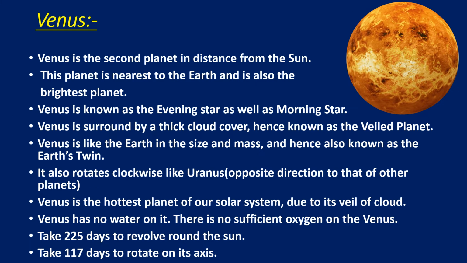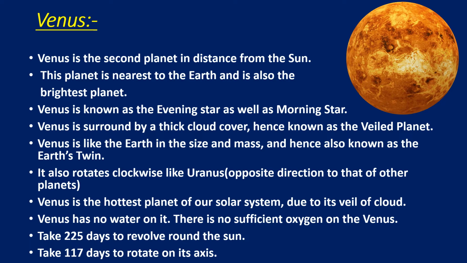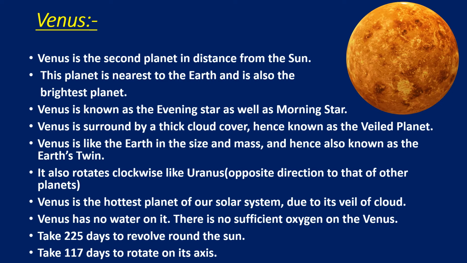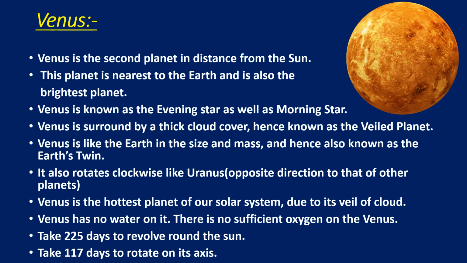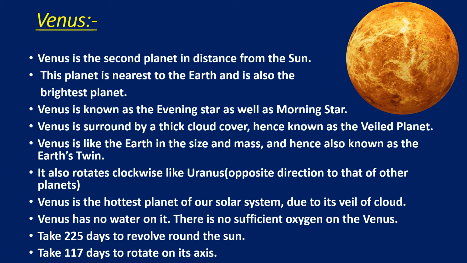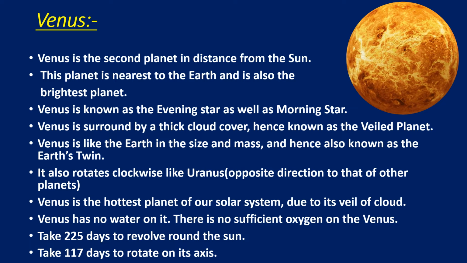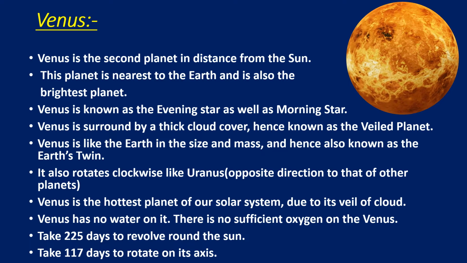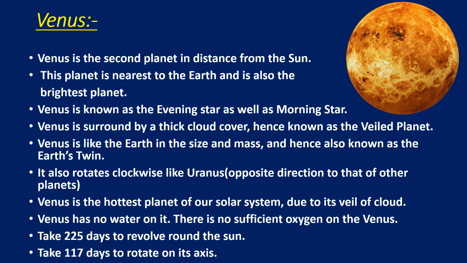Venus. Venus is the second planet in distance from the Sun. This planet is nearest to the Earth and it is also the brightest planet. Venus is known as the evening star as well as the morning star. Venus is surrounded by a thick cloud cover, hence known as the violet planet. Venus is like Earth in size and mass, and hence is also known as Earth's twin.